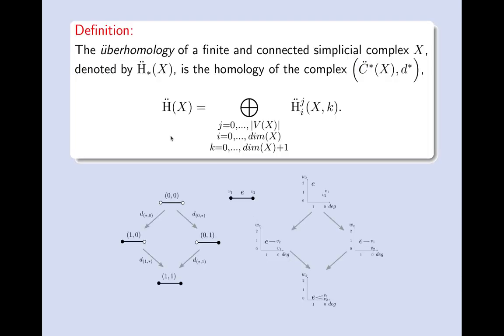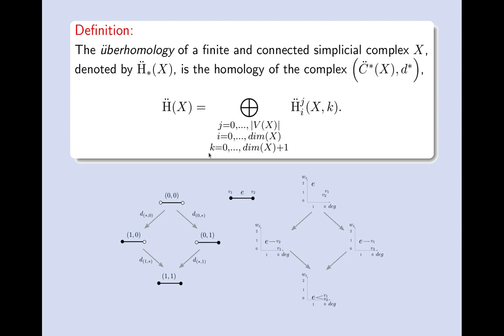Now, it's not too hard to prove that with the definition I just gave, this is indeed a chain complex, and we can take its homology, which is called the Uber homology, which is denoted this way. So this is a triple sum for j, which is the homological degree, going between 0 and the number of vertices inside the simplicial complex X. i is just going to be another grading, which is the dimension of the simplices, in analogy to the horizontal homologies before, and this is going to be denoted here.